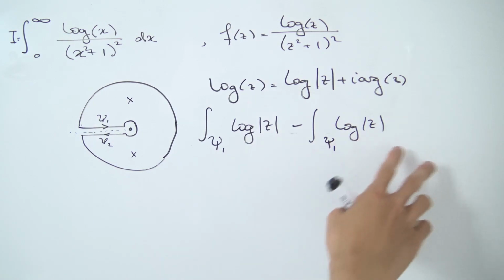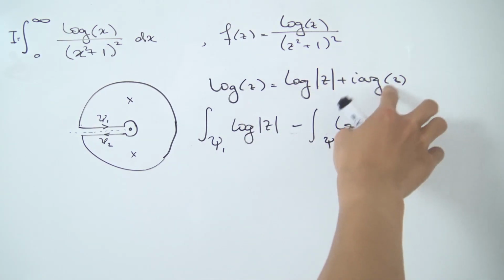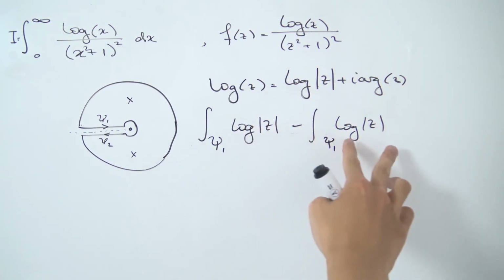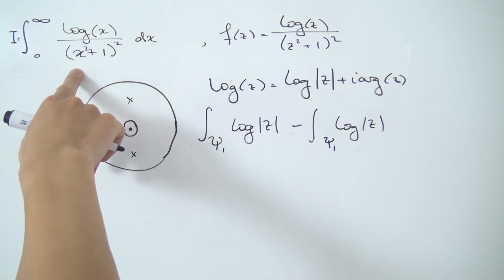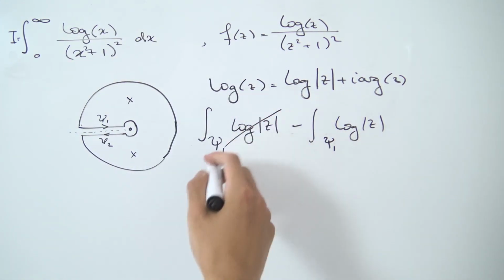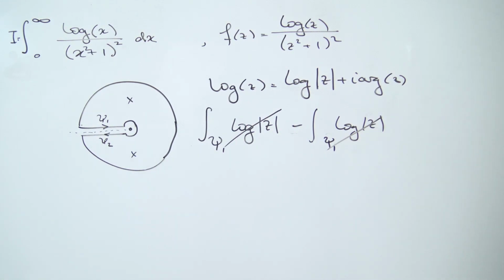Of course, you're going to get other stuff as well in the denominator, and this arg z stuff. But the main thing, which is the logarithm, which is what we use to recover our integral, those are going to cancel, and you're basically left with nothing.